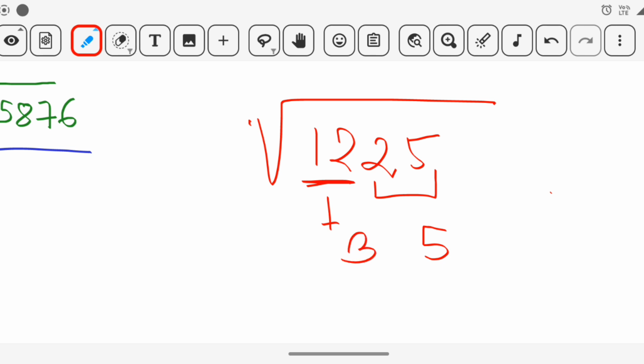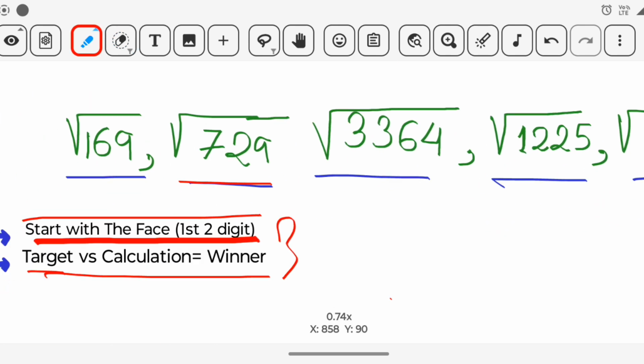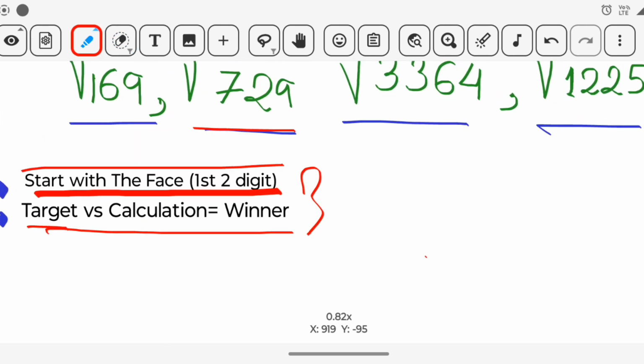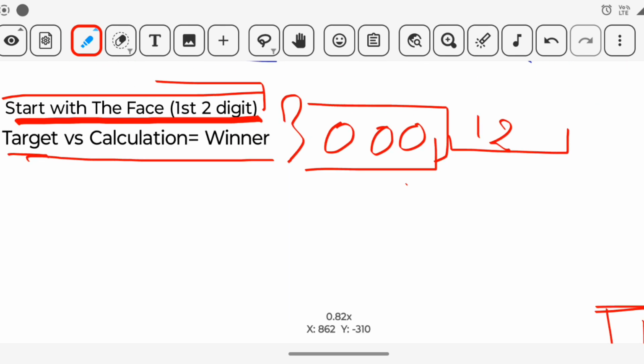So the first one that I have already mentioned here, start with the face, the first 2 digits. So after the first 2 digits are taken care of, whatever digits are there, all will be called the target. So this target will be compared with the calculation. If the target is bigger than the calculation, the bigger number will be the winner. If the target is smaller than the calculation, then the smaller number will be the winner.